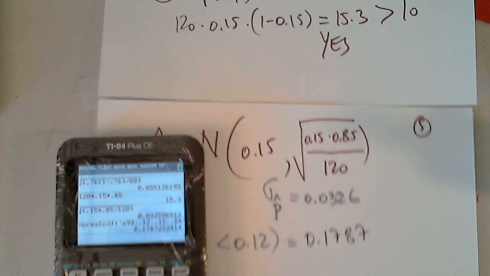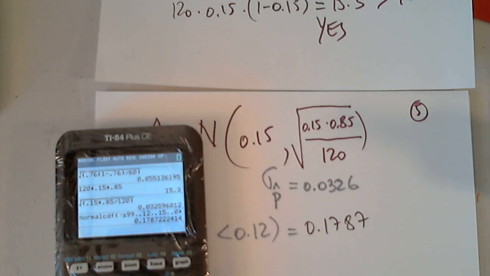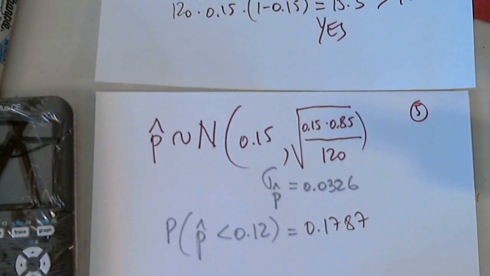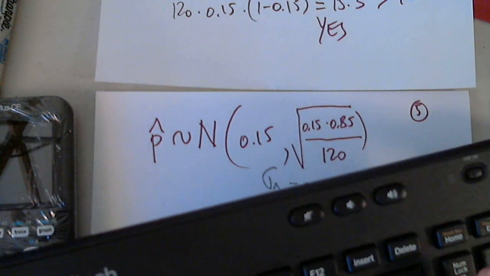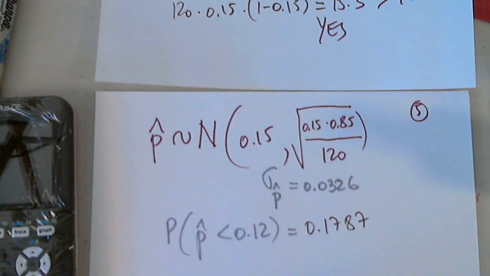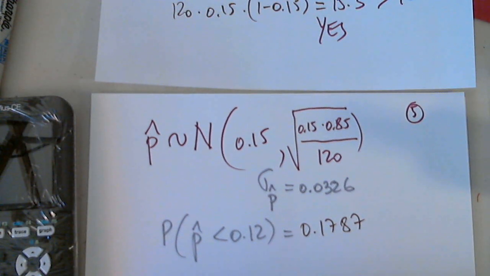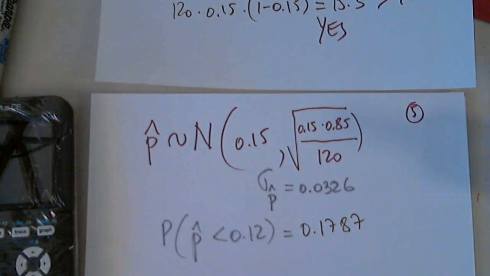Okay, so we go to Stat, Calculators. We go to normal. And we want less than 0.12. And we have the mean, which is 0.15. And we have the standard deviation, which we calculated as 0.0326, and I want to compute, and the answer should be 0.1787, and it is. That was a refresher from last time. I'm going to stop sharing.